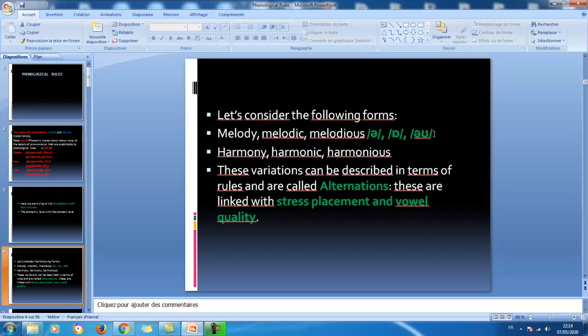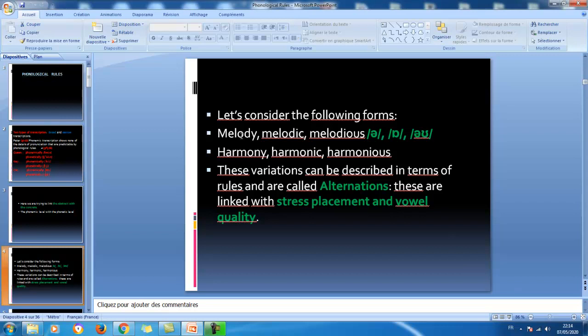Let's deal with some other examples through which we are going to show this kind of link between something that we call the underlying form and the surface form. The surface form is what we produce, what appears. The underlying form is what lies behind.